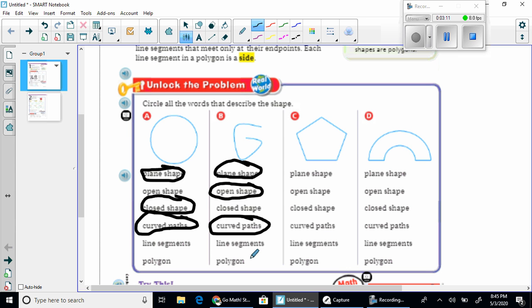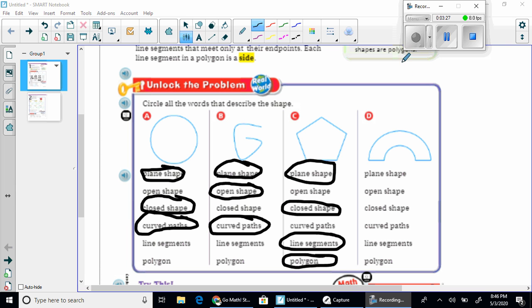What I would like you to do is go ahead and pause the video, and take a look at C and D and see if you can decide which parts you would circle to match the figure from up above. Okay, so part C, it is a plane shape. It is closed. It has line segments. From here to here is a line segment, they meet at an ending point, and it is a polygon.